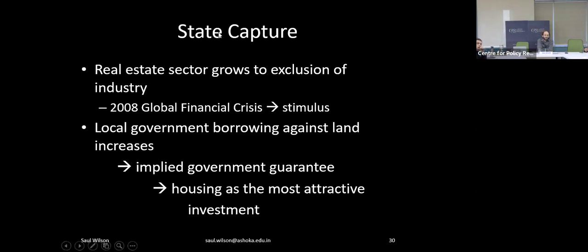This means, of course, that local government borrowing against land increases, which is what they're using all this credit from the central government for. And everybody begins to see that local governments can't afford for the real estate sector to fail. And so there is something of an implied government guarantee on the real estate sector. And that means that housing is the single most attractive investment in the country. Everybody knows that it's tied up with the fate of the government, and so you might as well invest in housing.